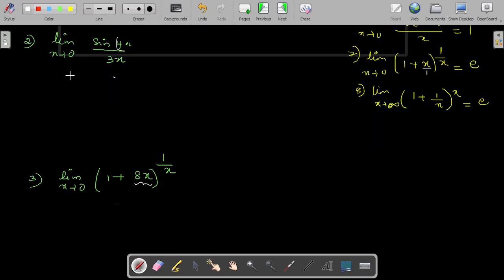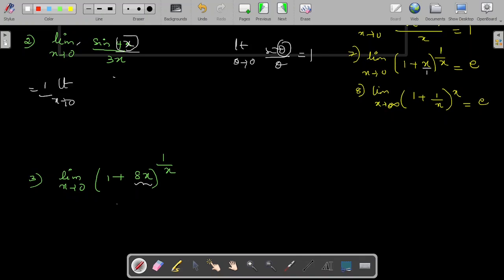Now similarly, the second problem is sin 4x divided by 3x as x tends to 0. We have the result: as theta tends to 0, sin theta by theta is equal to 1. What angle you have here, the same angle should be in the denominator. Now your angle is 4x, here you have 3x. But I want 4x, x tends to 0.